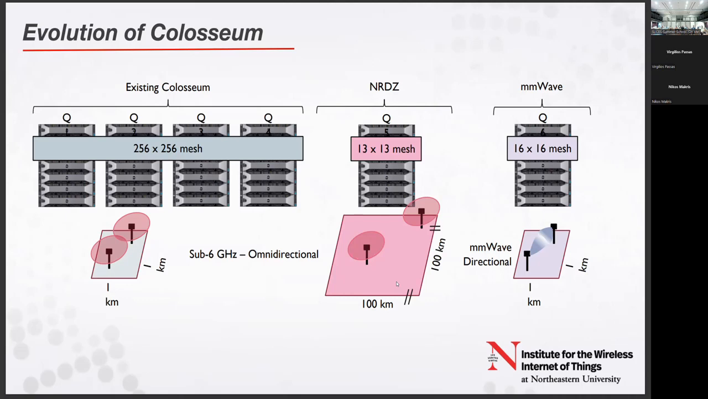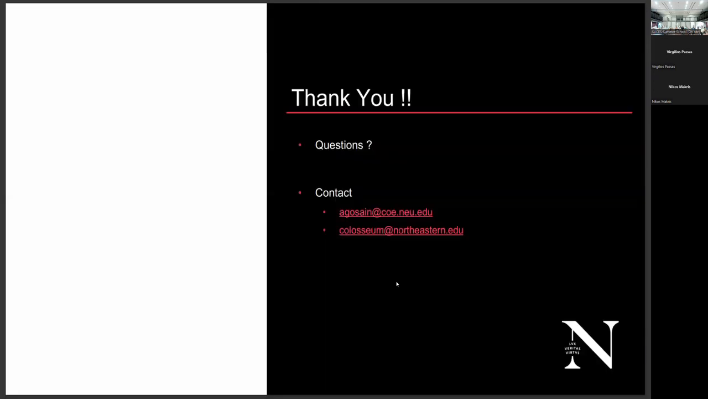We're also moving in the millimeter wave direction. We're going to build a version of Colosseum's channel emulation system that works at millimeter wave frequencies, working all the way up to 28 and also to 60 gigahertz. This is supported primarily by the National Science Foundation. Hopefully we'll be able to have a millimeter wave channel emulation system by the end of 2022.